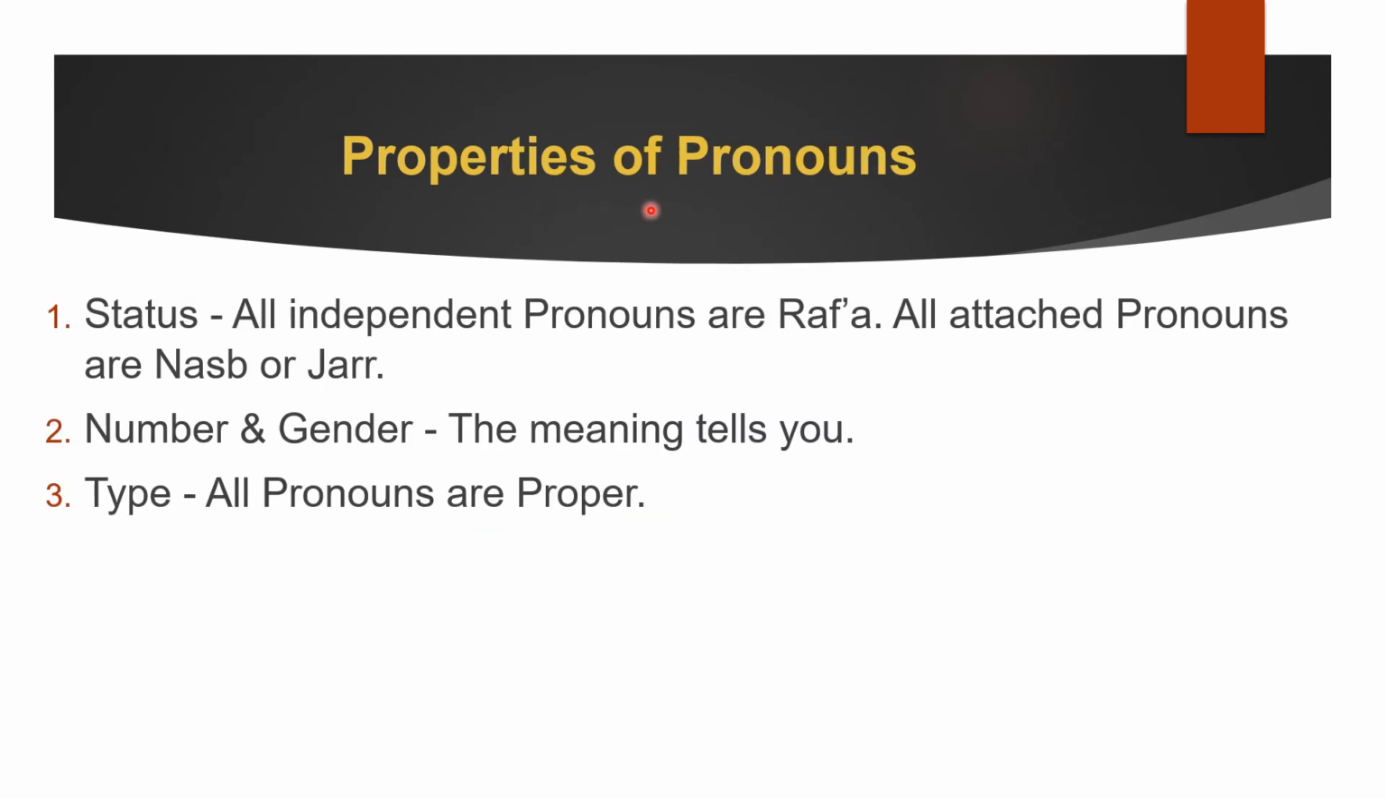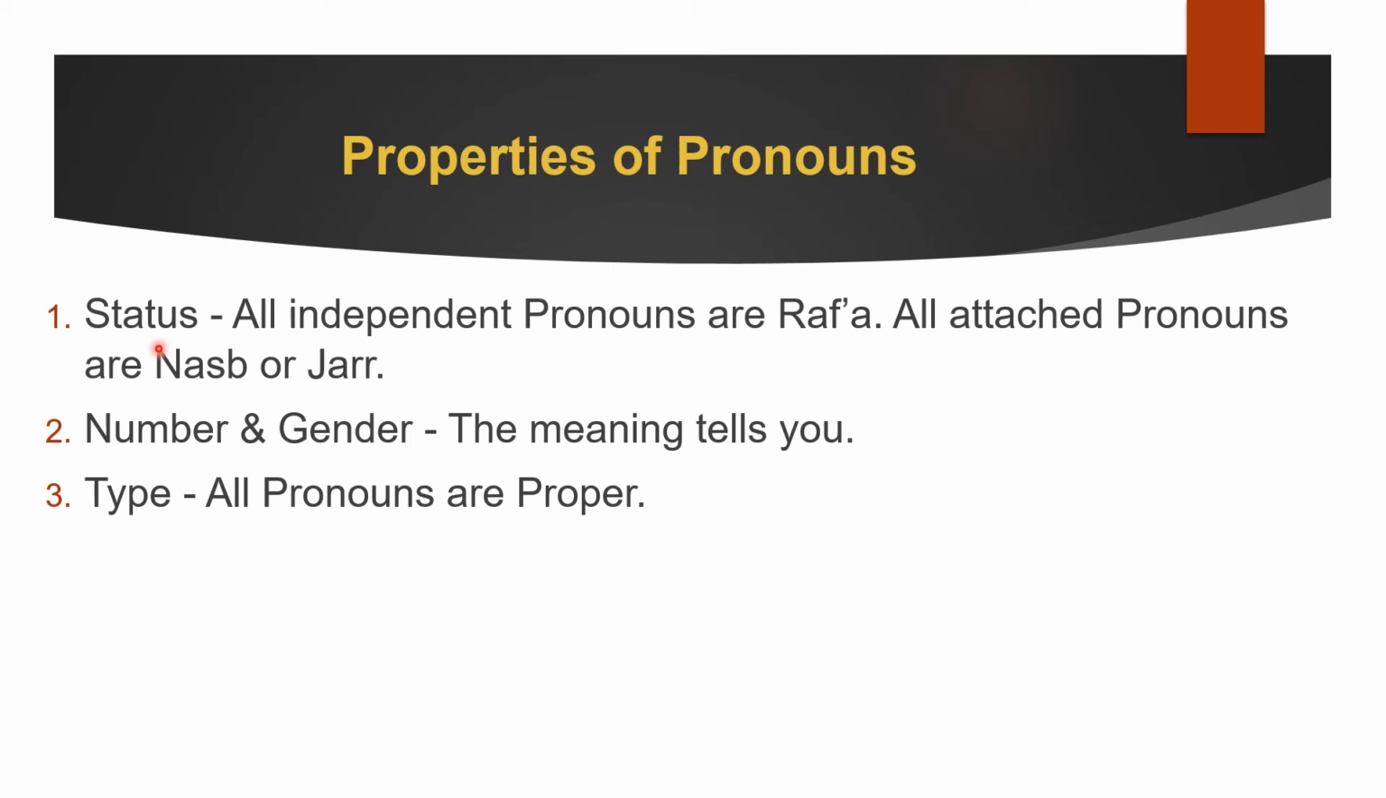Properties of pronouns. Pronouns are isms, so they will have the properties of isms, which is status, number, gender, and type. Right? So let's look at each of them. The pronouns, see, when you look at status, we depend on ending sound or ending combination. But pronouns are actually non-flexible, which means they'll neither have ending sounds nor ending combinations. So how will we know the status?